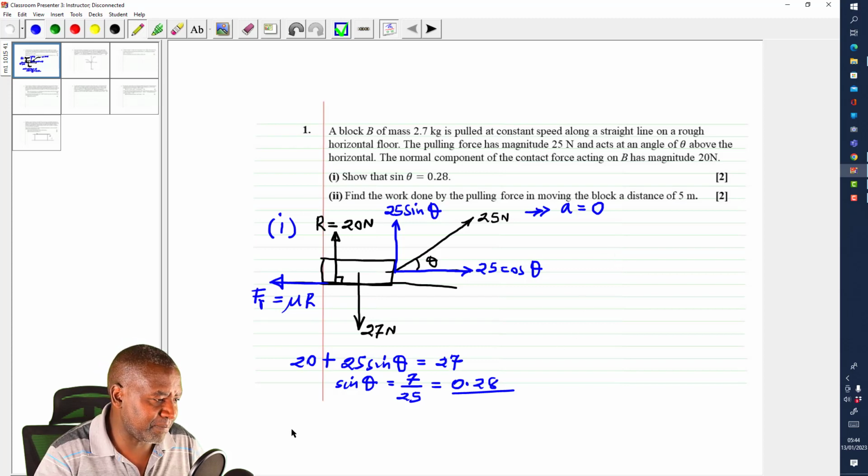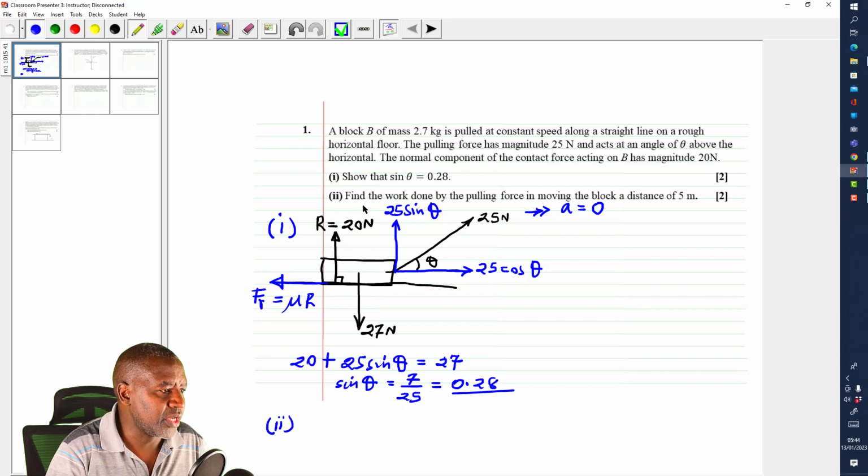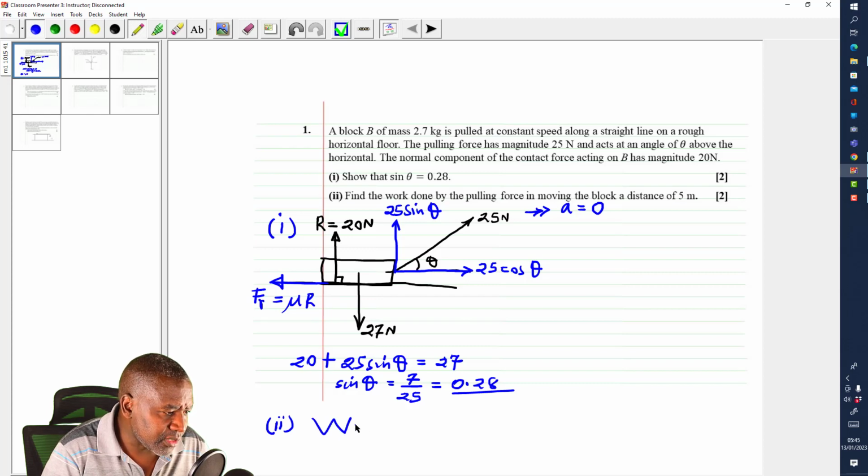Let's look at part 2. Now, what are we asked in part 2? In part 2, we are asked to find the work done by the pulling force in moving the block a distance of 5 meters. The work done is going to be equal to the horizontal component, 25 cos theta, times the distance, which is 5 meters.